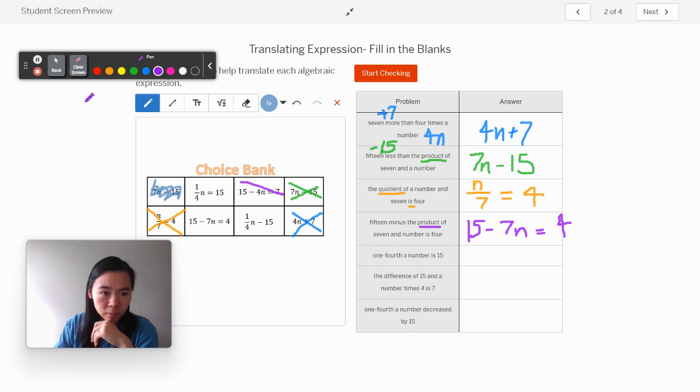Oh, that one's not right. I don't have an eraser on here. Okay, well, ignore that one. 15 minus, that's this one. Okay, we still have this one.